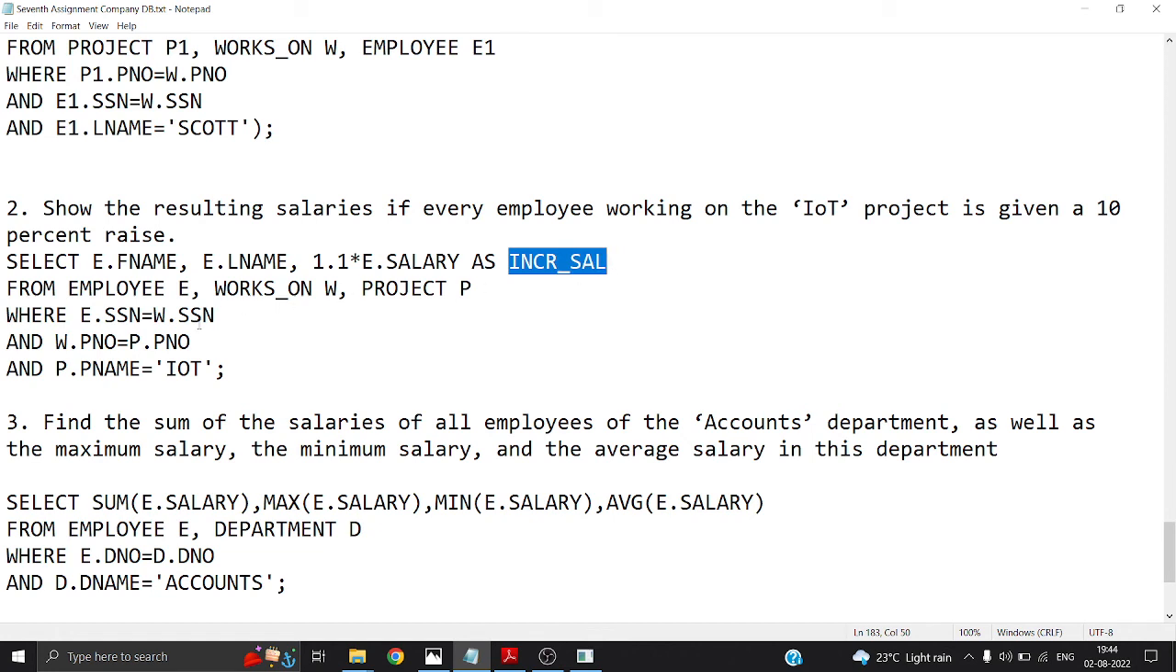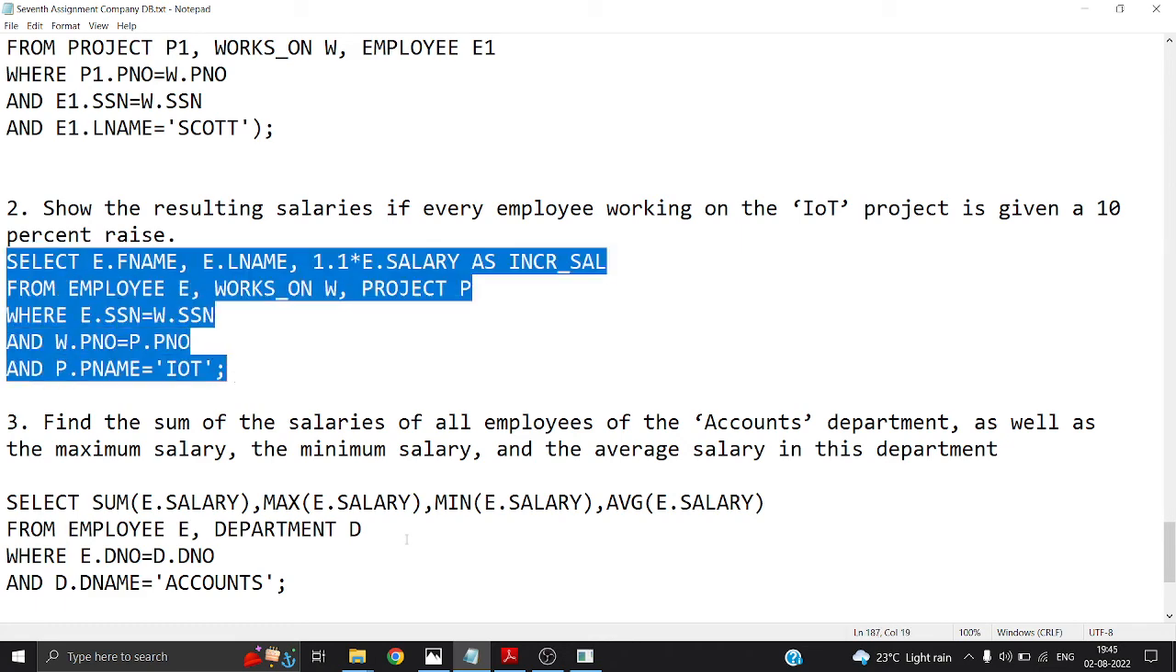As three tables are combined, employee and works on have the common field SSN. Because of that we have taken the condition e dot SSN equal to w dot SSN. Works on and project have the common field project number, and our required condition is the IoT project. According to that we included all this.